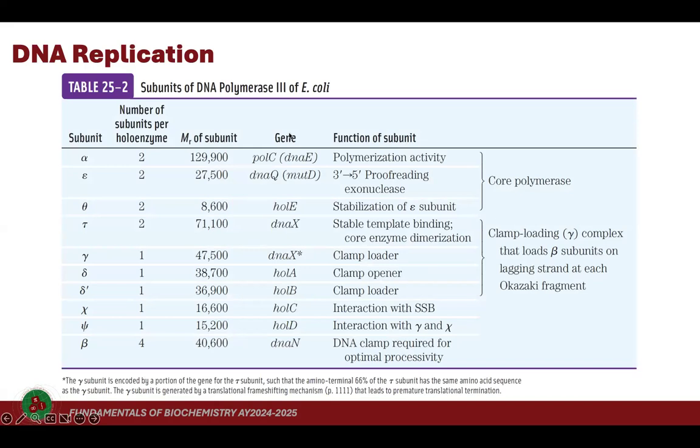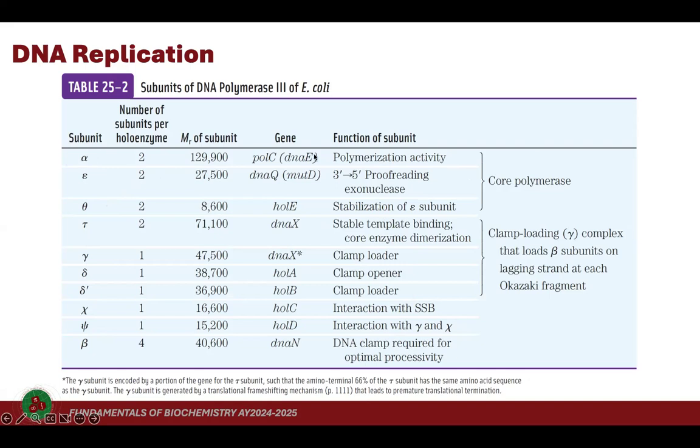DNA polymerase 3, as we saw, is a very large enzyme. It has multiple subunits, and these subunits are designated with Greek letters: alpha, epsilon, theta, tau, gamma, delta, delta prime, chi, psi, and beta. And you can also see how many of each subunit is present in the whole complex of your DNA polymerase 3. And you can see the functions of each subunit.